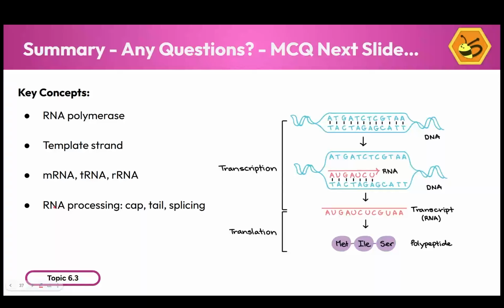And the main three things that you just need to memorize, the three main ways it's processed: a GTP cap is added, a poly A tail is added, and it's spliced. So this is a review.